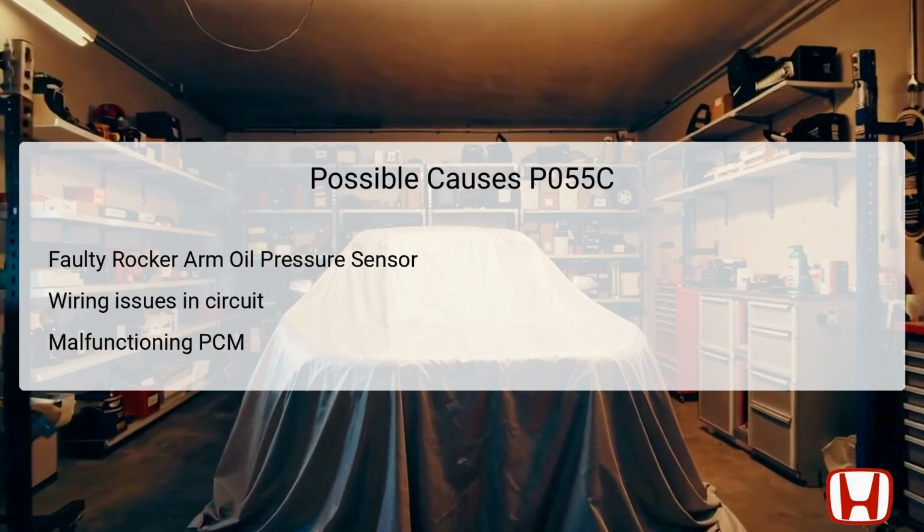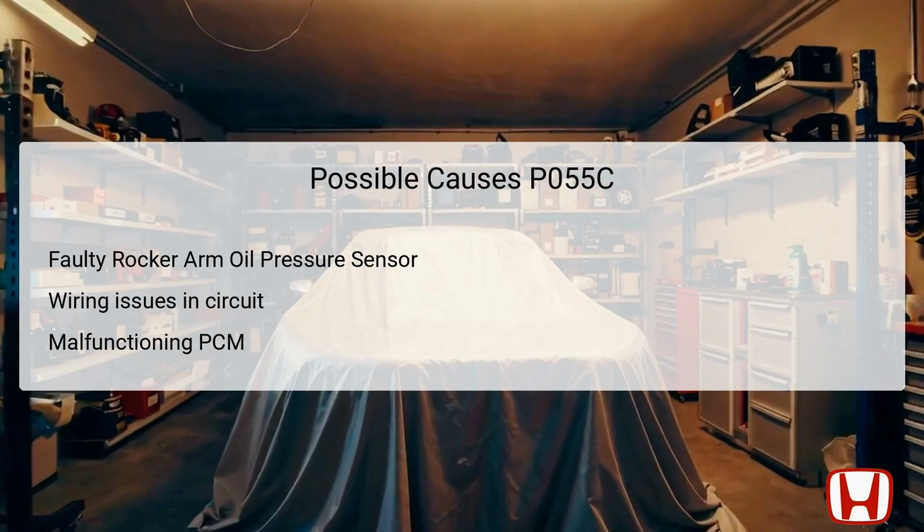The DTC P055C has several potential causes, which include a faulty rocker arm oil pressure sensor. This sensor may be damaged, leading to incorrect voltage readings being sent to the PCM. Additionally, wiring issues within the circuits, specifically the VCC2 or P-oil2 circuits, could result in disrupted communication and low voltage. Inspection of the wiring is essential, as exposed wires, corrosion, or other damage can impede signal transmission.